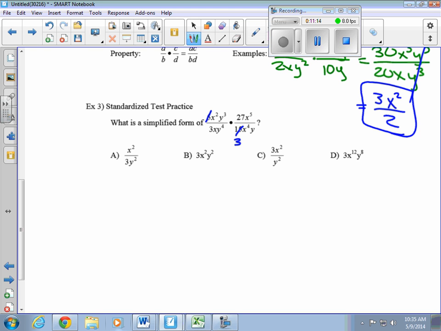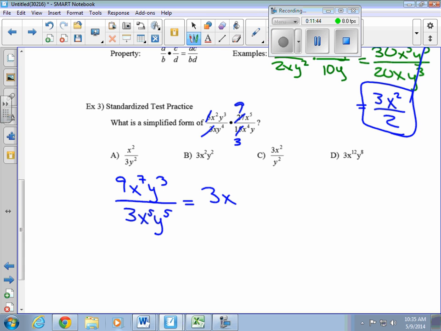And I'm going to do the same thing with my 3 and my 27. I'm going to take a 3 out of both of those, and so this is 9. And so now in the numerator, I'm going to have 9, and then I'm going to put my x's together, so it's going to be x to the 7th, y to the 3rd, over 3, x to the 5th, y to the 5th. And now if we reduce those, 9 over 3 reduces to just 3, and we're going to end up with x squared in the numerator and a y squared in the denominator, because it would be 3 minus 5, so y to the negative 2nd, which we'd move down to the denominator and make positive. And so here's your answer: C, 3x squared over y squared.